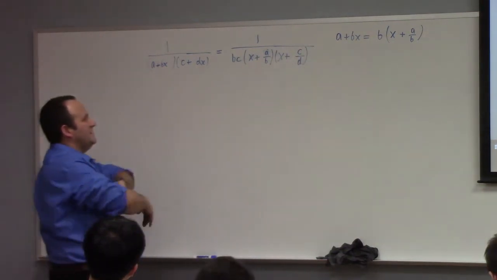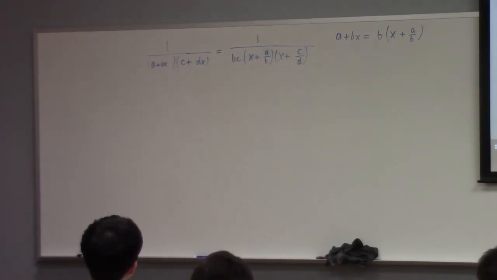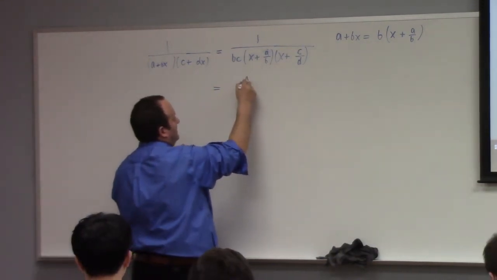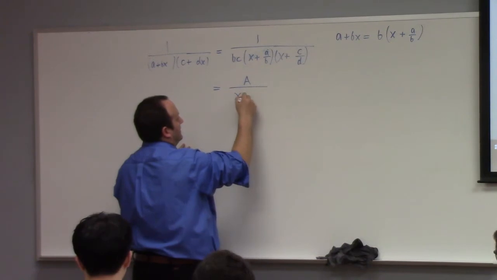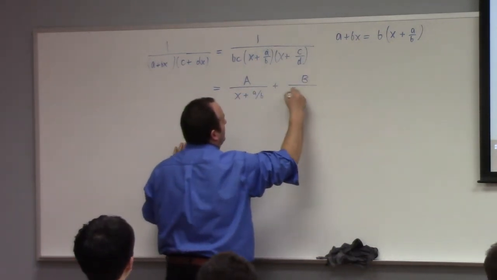After I do that, can you see? I mean, then it fits one of our standard patterns, right? So you can do the partial fractions. What would the partial fractions decomposition be here? Something like big A over x plus a over b plus big B over x plus c over d.